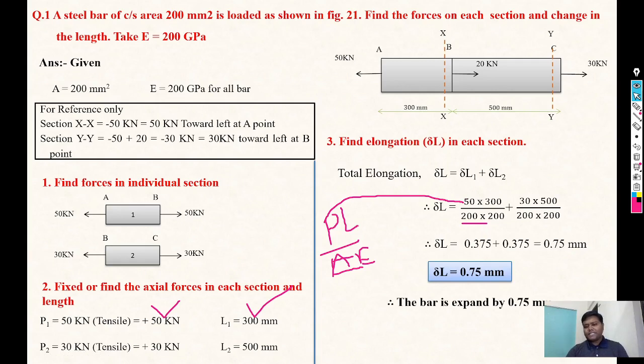The bar expands by 0.75. Why are we saying the bar expands? Because the total change in length we have calculated here is positive, that's why the bar expands. And the second thing is, both subsections have tensile force. Obviously, if any subsection or any section has tensile force on that body, the bar will elongate, or the bar will extend. Okay.